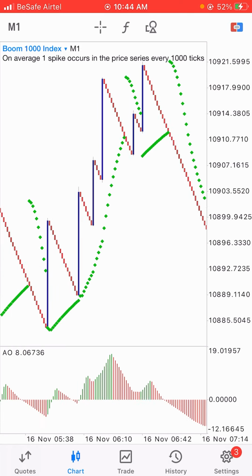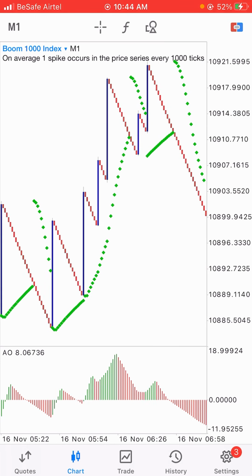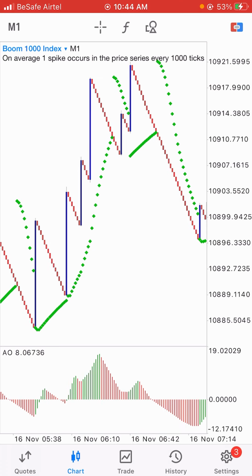If you identify that price is in an uptrend in Boom, you should know that you should be looking for buying opportunities only. There's no point looking for selling opportunities when price is in an uptrend in Boom. You should be looking for buying opportunities.